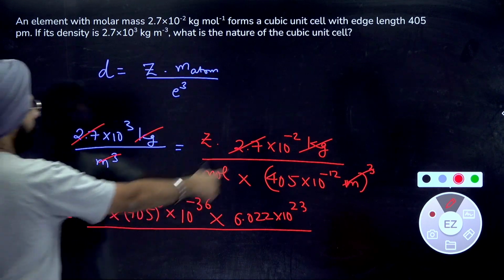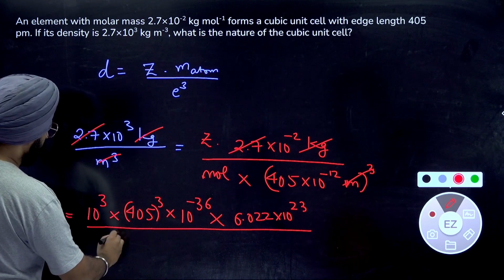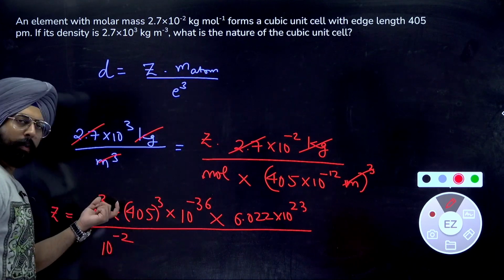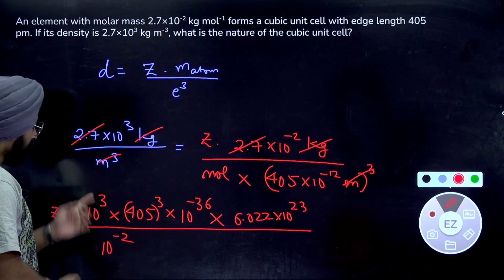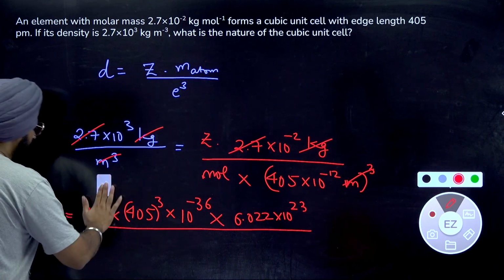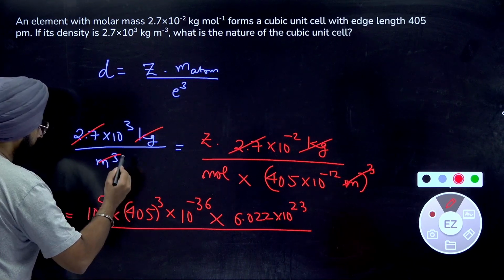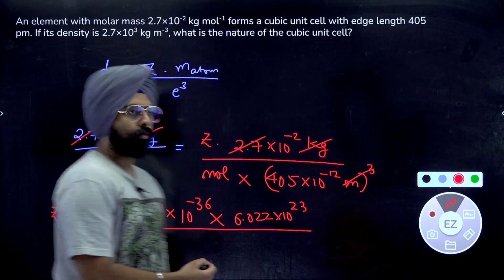Did I forget anything? Here, 10 to the power minus 2. If I take this upstairs, this will become 10 to the power 2. Let's add it to this 3 and simply write this as 10 to the power 5. This is the calculation that we have to do.